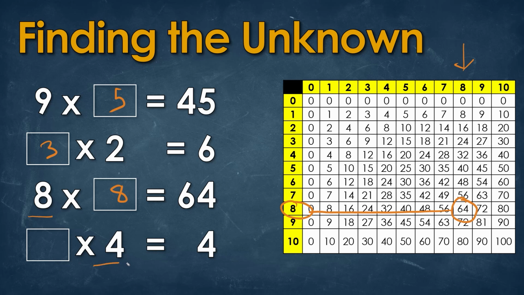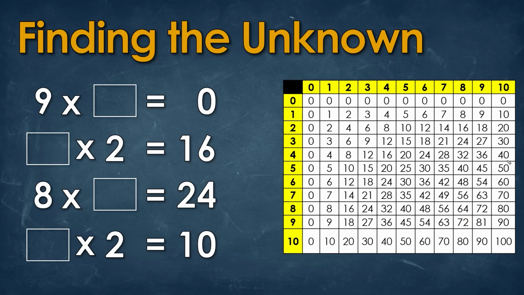Now, let's try the next one. We have 4. We multiply something by 4, and we get 4. So we'll take a look at the 4 column. We work our way down. Here's 4. Work our way back, and we get 1. So 1 times 4 is 4. Let's do a couple more.